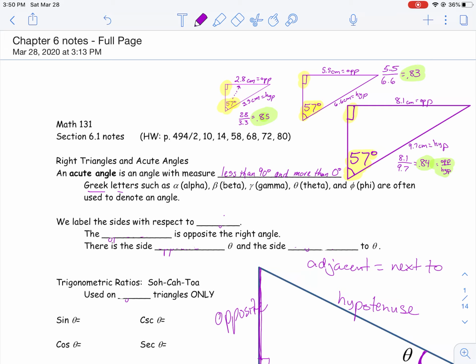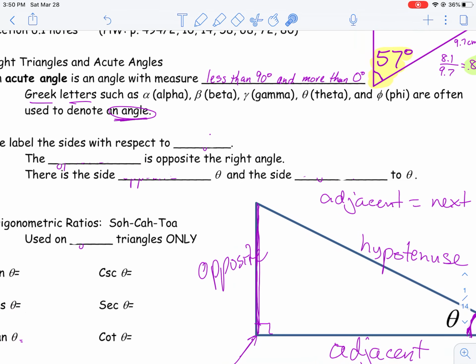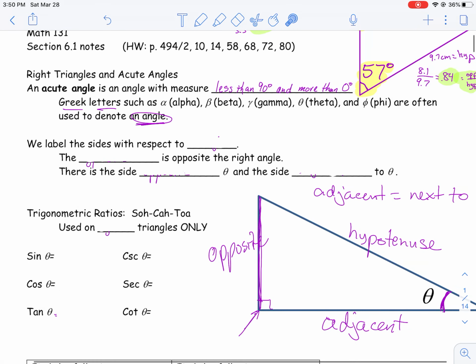We're actually going to use some Greek letters to mark out our angles as variables. When we're using numbers, we typically use X, Y, Z, maybe A, B, C. But when we look at angles, we're going to use Greek letters like alpha, beta, gamma, theta, and phi. I've already talked about how we label the sides of our triangle. When we label the sides of our triangle, we always do it with respect to an angle.